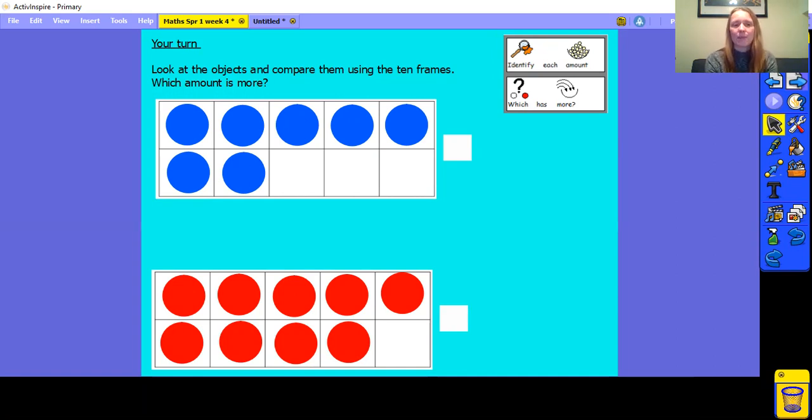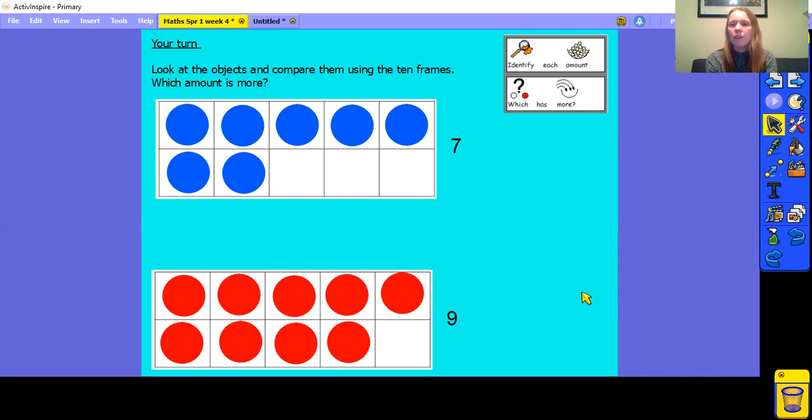Okay, now let's do it together. So the first thing that we need to do is we need to count the blue counters. 1, 2, 3, 4, 5, 6, 7. Here's number 7 to remind us. Now we need to count the red counters. 1, 2, 3, 4, 5, 6, 7, 8, 9. I didn't need to count those. I could have worked out that it was 9 because I only have 1 square left. Here's 9 to remind us of how many we have.